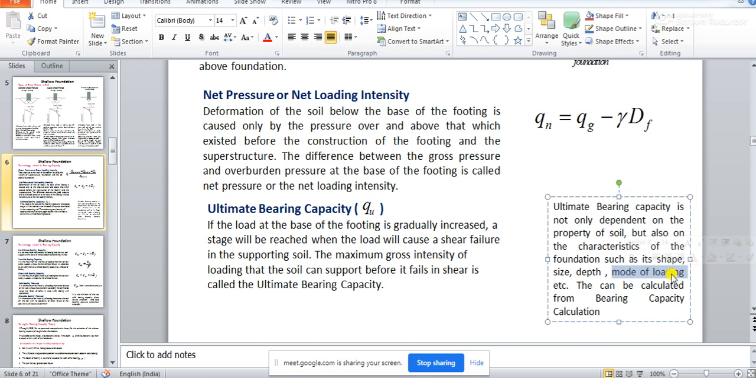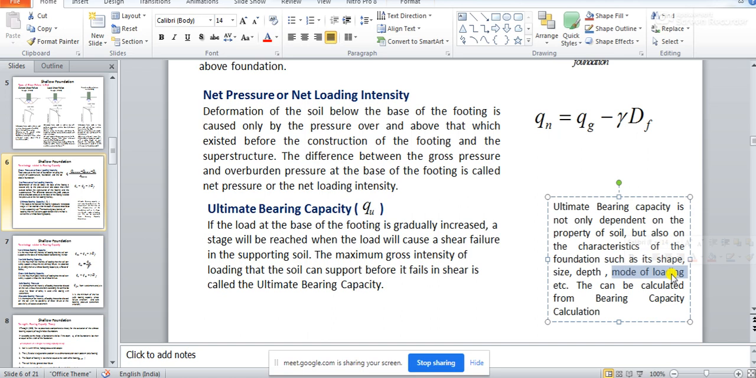you cannot experimentally directly find out always the ultimate bearing capacity of soil, right? You will have to go with some kind of theoretical formulation, and you need to find it out. And while finding out ultimate bearing capacity using Terzaghi's bearing capacity formulation, you will observe that it will not depend only on the shear strength characteristics of soil, that is, it will not only depend on cohesion and angle of internal friction of soil, it will also depend on the characteristics of foundation.